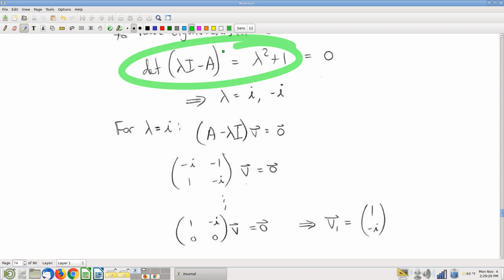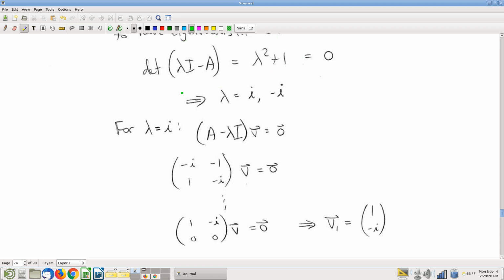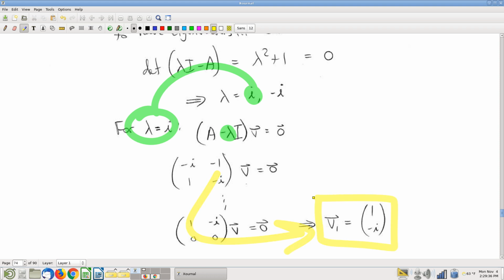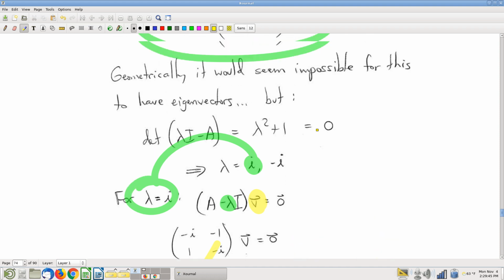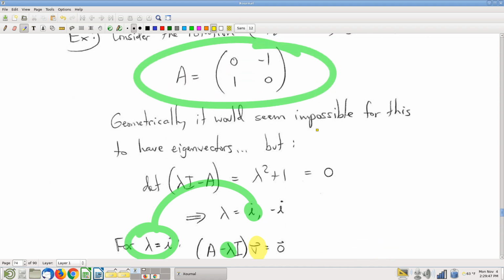Here's your characteristic polynomial. It totally has roots, no problem. Those are the eigenvalues. And for a given one of the eigenvalues, go through and play the game: A minus lambda I and all that, row reduce, and there's an eigenvector. So this matrix does have eigenvalues and eigenvectors. It's just that they're complex, not real.